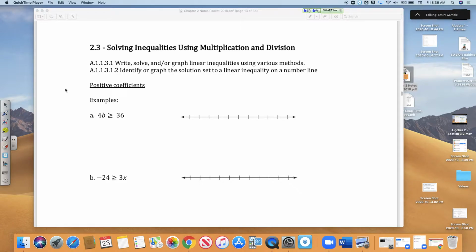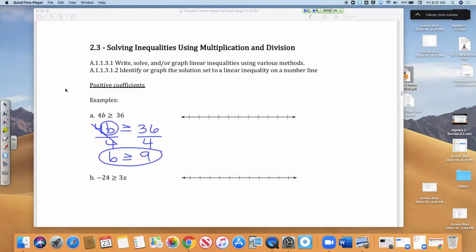This says 4b is greater than or equal to 36. I'm solving for b. So what you would have to do is get rid of that 4, and to get rid of it, you would undo what's currently happening. This is multiplication, so to undo multiplication, we would divide. When we divide by a positive number, everything stays exactly the same. We're going to have b here, a greater than or equal to, and 36 divided by 4 is 9. So my answer is b is greater than or equal to 9.